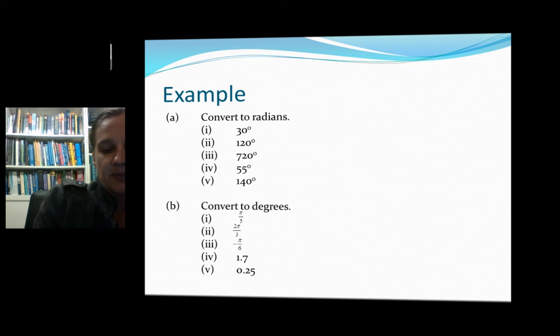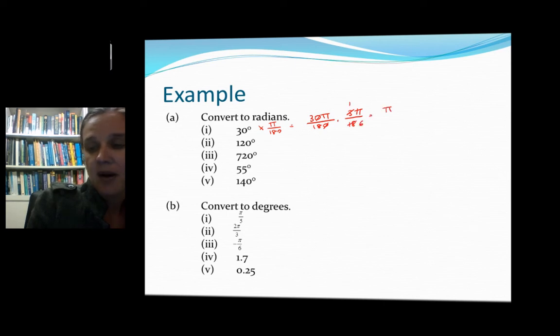So we have our examples here. We want to convert to radians. So here, 30 degrees, we want to multiply by pi on 180. So we have 30 pi on 180. We can cancel a 0. We have 3 pi on 18. If we divide by 3, we get 1, and divide by 3, we get 6. So we get pi on 6.